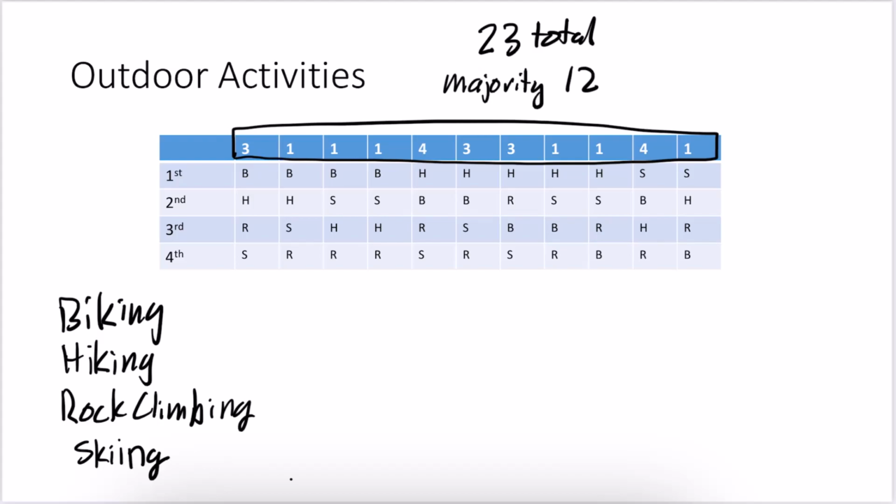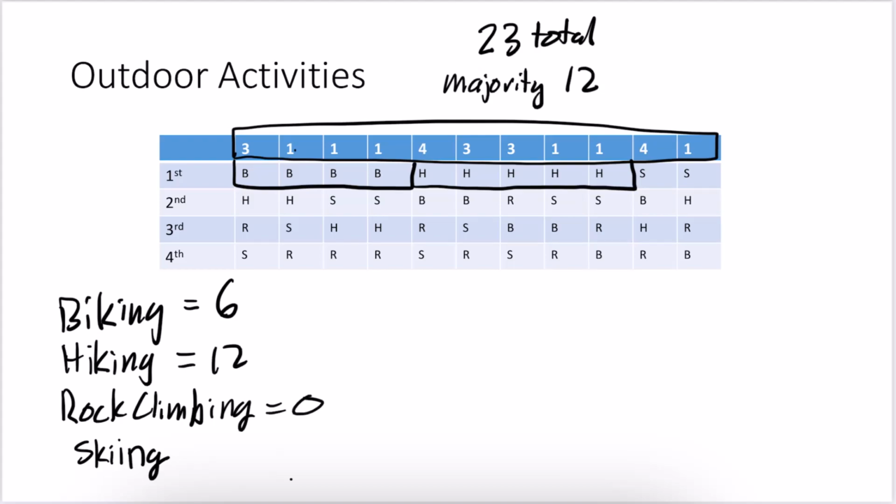So I'm going to start off by looking at each of my first place votes. So it looks like biking has 3 plus 1 plus 1 plus 1 first place votes, and so that's a total of 6. Hiking has 4 plus 3 plus 3 plus 1 plus 1, which is a total of 12 votes. And then rock climbing has 0, and skiing has 5. And so it looks like, based on this preference schedule, that hiking is automatically the winner, and you didn't have to eliminate any of the other options in order to determine that, because hiking automatically had a majority of 12.